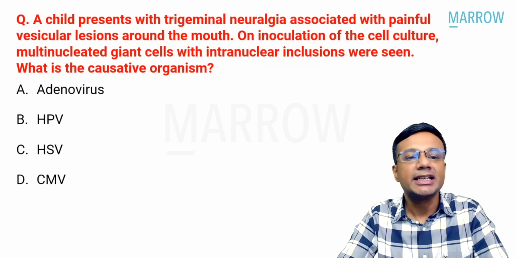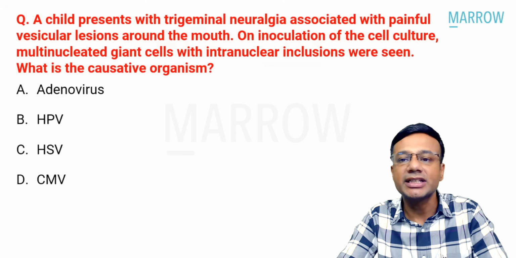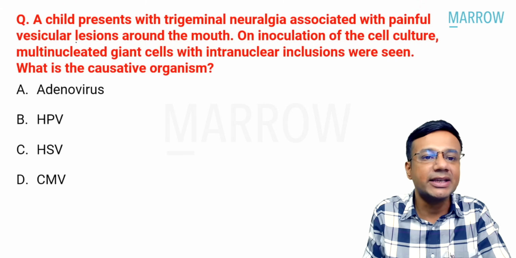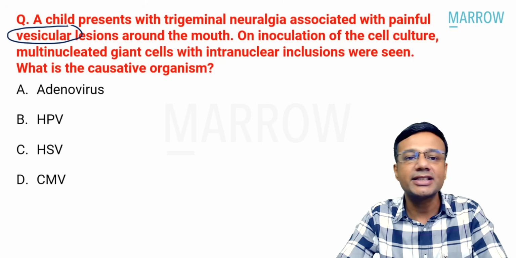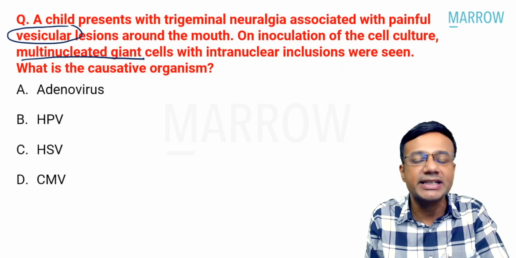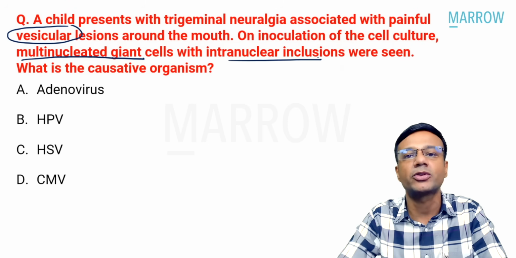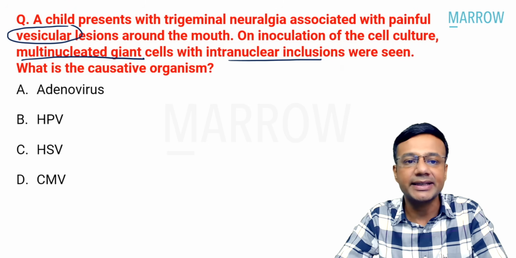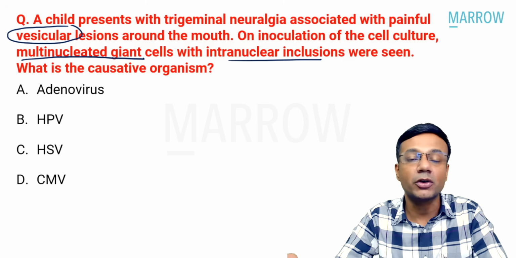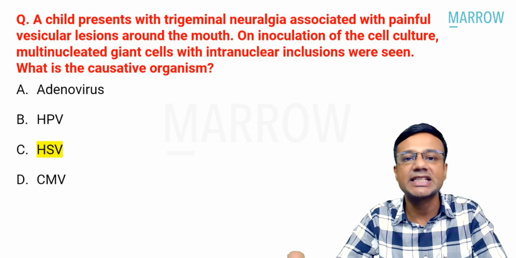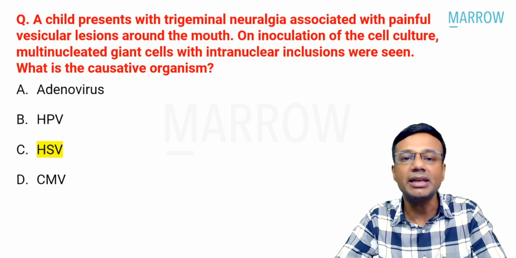Next question. A child presents with trigeminal neuralgia associated with painful vesicular lesions around the mouth. On inoculation on cell culture, we're going to have multinucleated giant cells with intranuclear inclusion bodies. So when there's a vesicle, multinucleated giant cells, intranuclear inclusion bodies, we are talking about herpes group of infection. The correct answer for this question is HSV virus, which produces orolabial herpes.